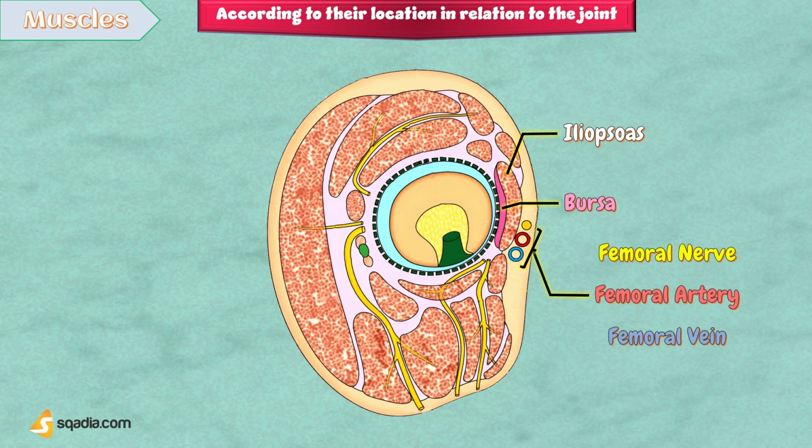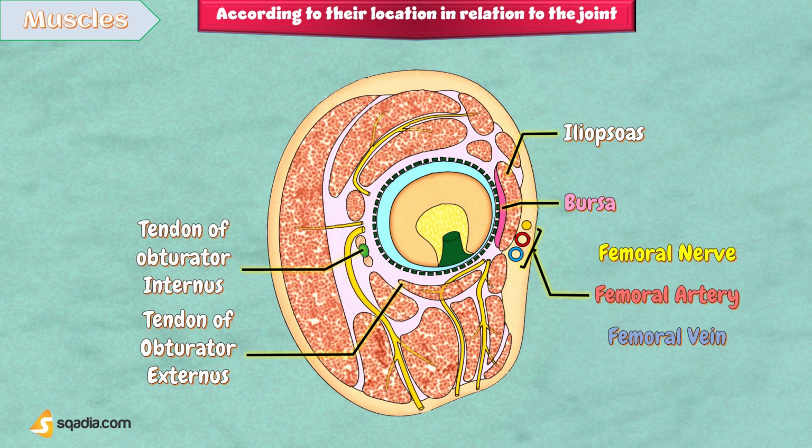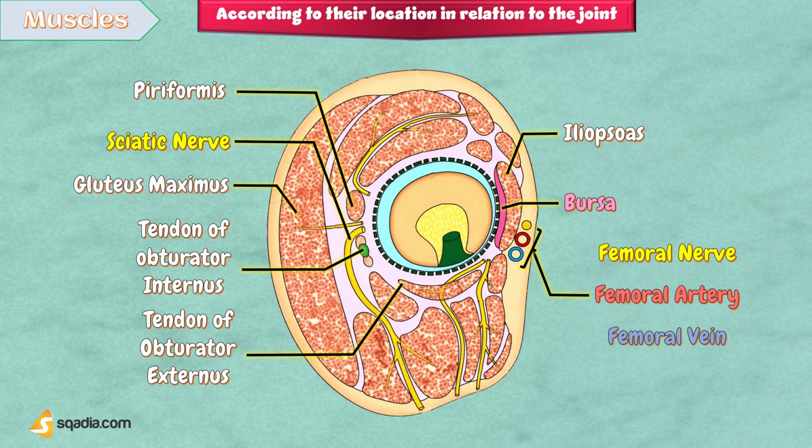As for the posterior aspect of the hip joint, the joint, from below upwards, is related to the following muscles. Tendon of obturator externus covered by the quadratus femoris. Tendon of obturator internus with gemelli. Piriformis. Sciatic nerve. And the gluteus maximus muscle. That is all about the muscles that are closely related to the hip joint.